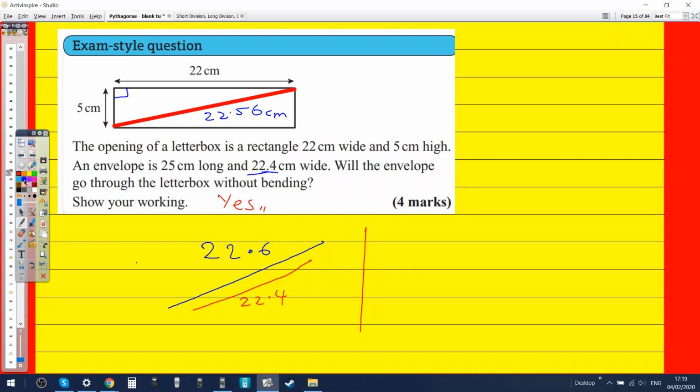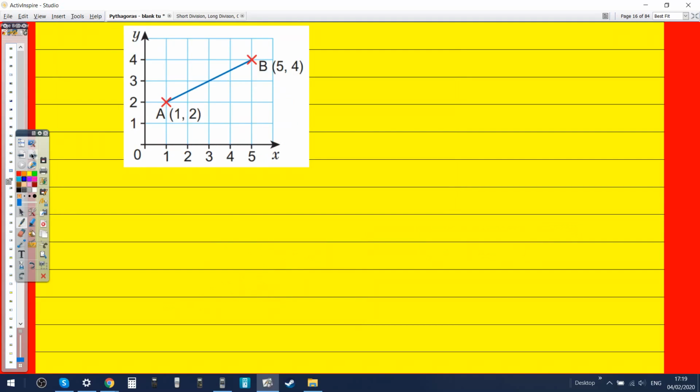And they said you have to show your working, so I'll just show my working. This always works for triangles. Any right angled triangle that you can make, you can find the length of the hypotenuse, the third side opposite the right angle, by doing the other two sides, square them, add them, square root. And that'll work for our right angled triangle.